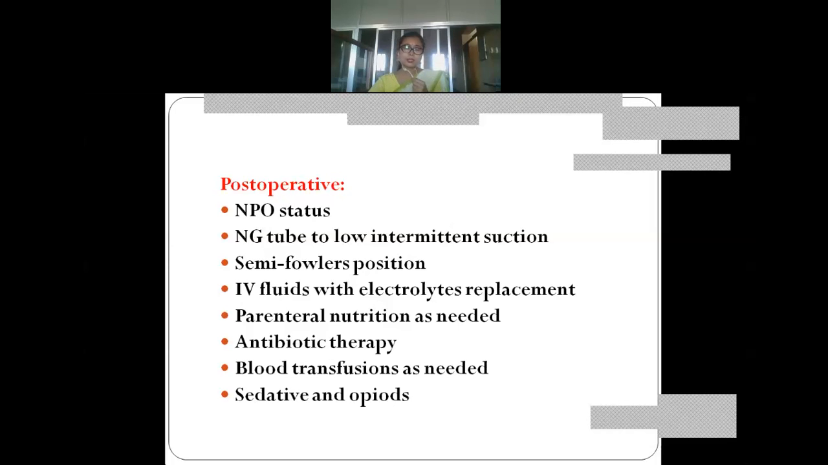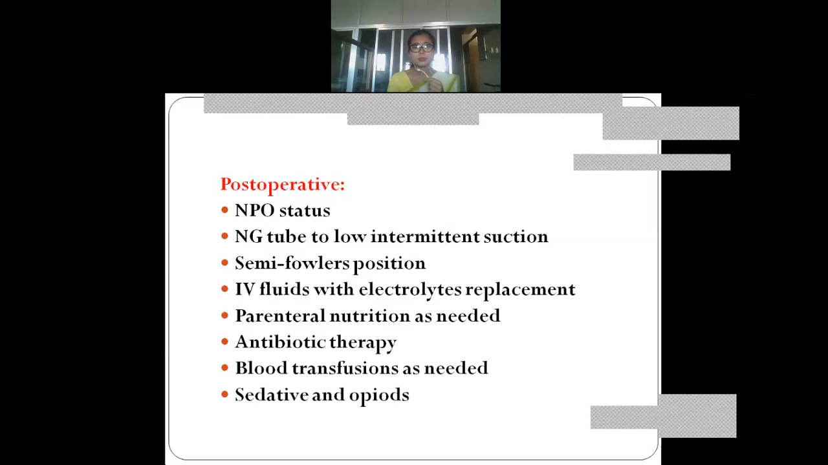Parenteral nutrition, I'll repeat again, means if you are giving any kind of nutrition other than through the GI tract. The most common is if you give through the vein.